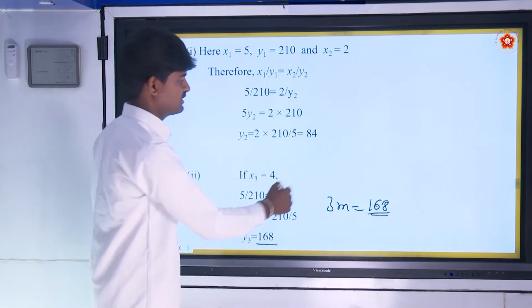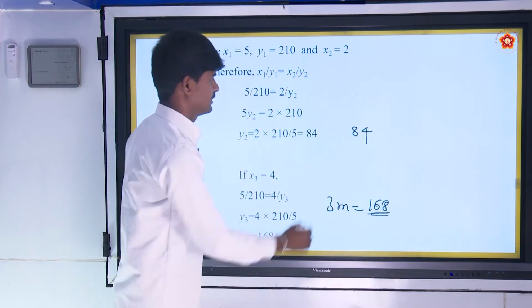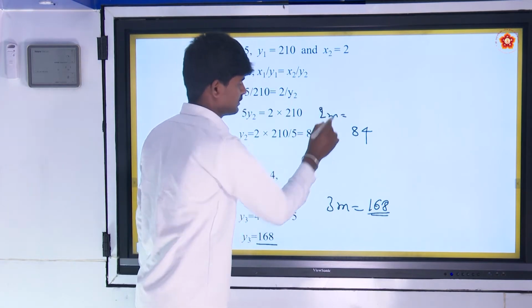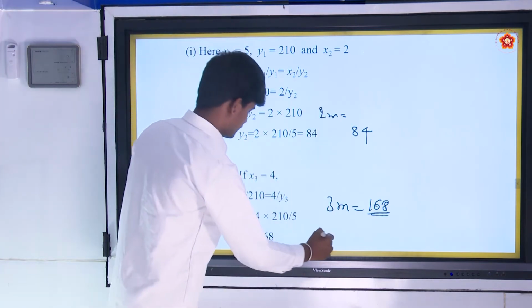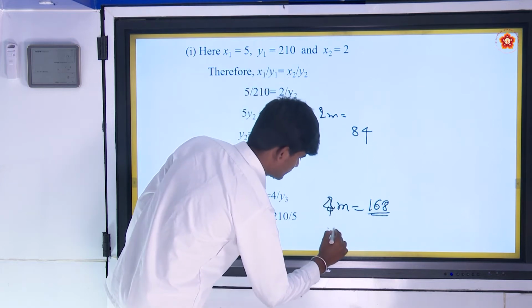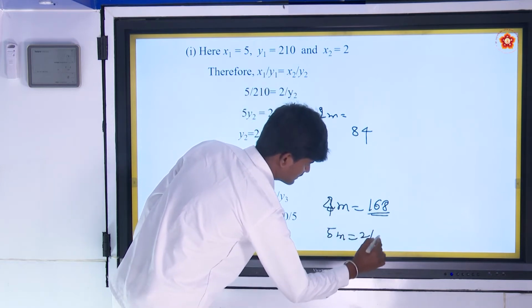For the first one, it is 84 for 2 meter. It is 168 for 4 meter. For 5 meter, it is 210, already given.